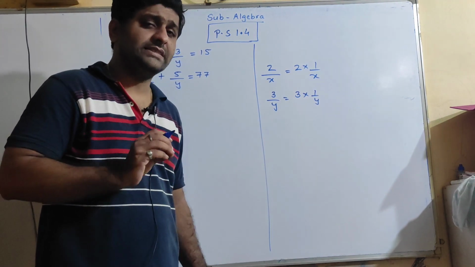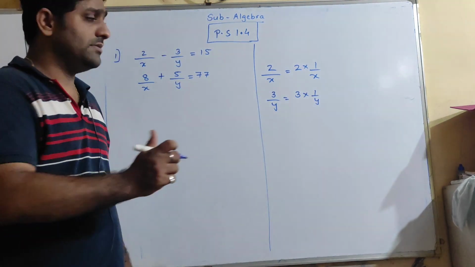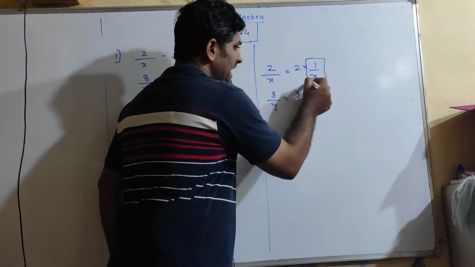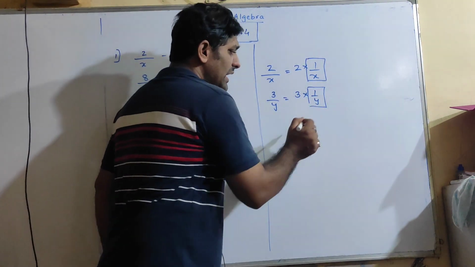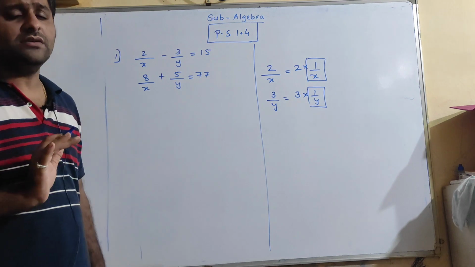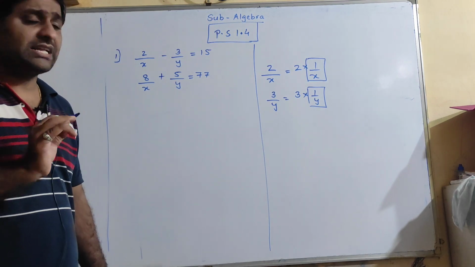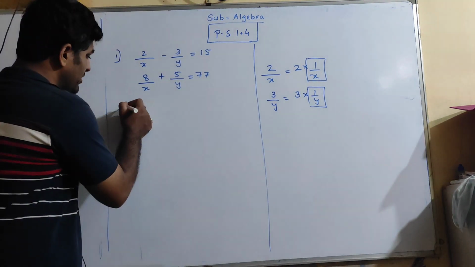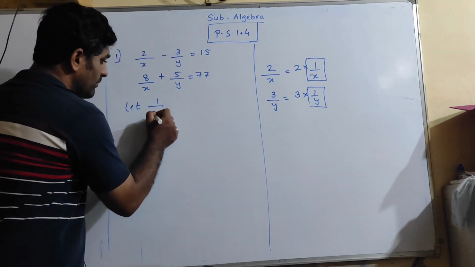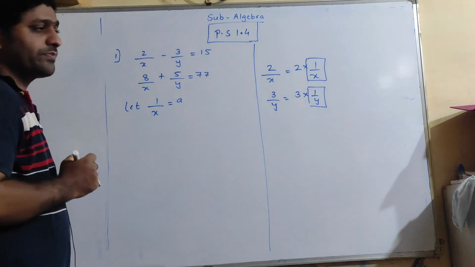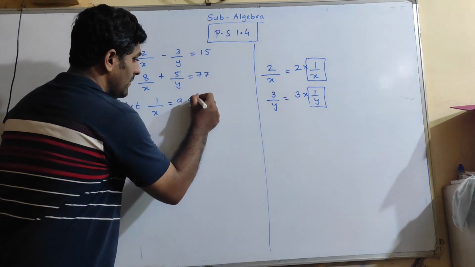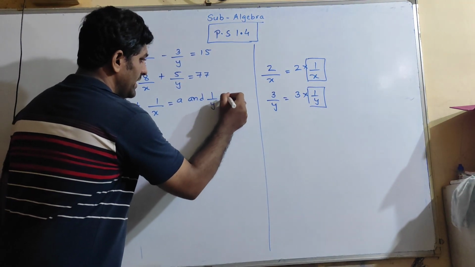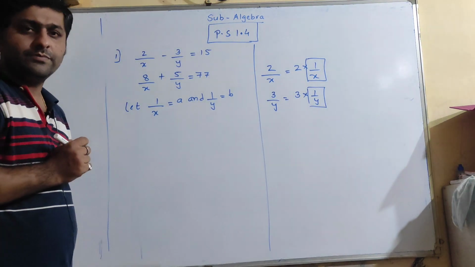What we'll do now in this sum, students, let's start with an assumption. We assume 1 upon x as any other variable and 1 upon y as any other variable. So let's start our sum with this assumption. Let 1 upon x is equal to a and 1 upon y is equal to b.